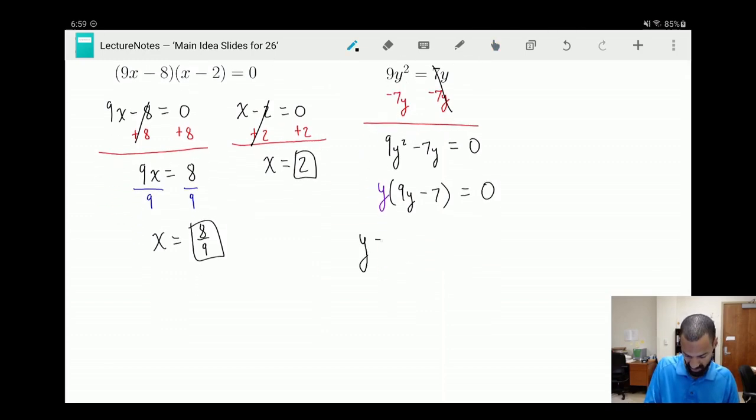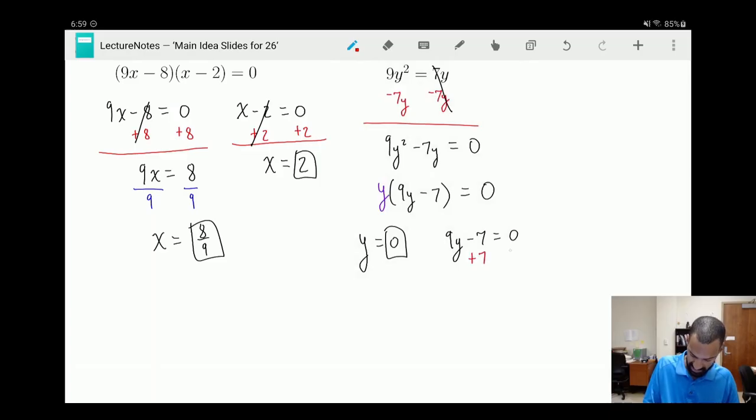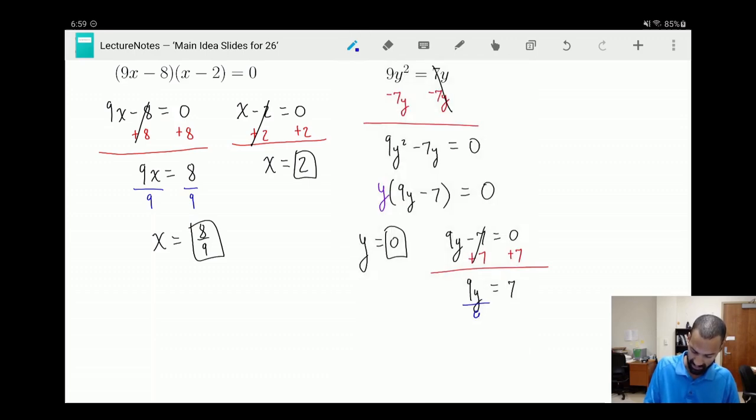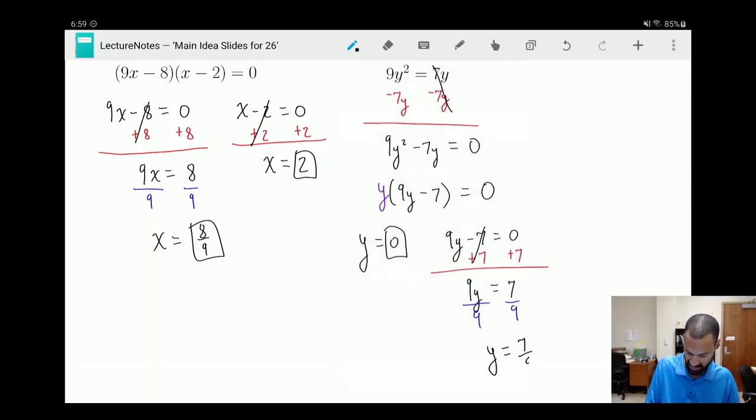So, y equals 0, 9y minus 7 equals 0. This one's solved for us. Y is by itself, so we're in good shape here. On this one, though, we need to solve for y, so just like in the last section, we're going to add 7 to both sides to get rid of the constant term. 9y equals 7. 9y is a variable term. It has 9 as a factor, so divide both sides by 9 and get 7/9. So this one has two solutions, 0 and 7/9.